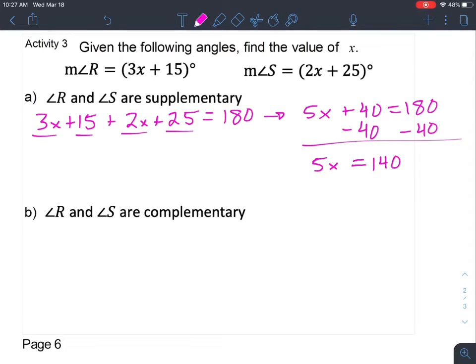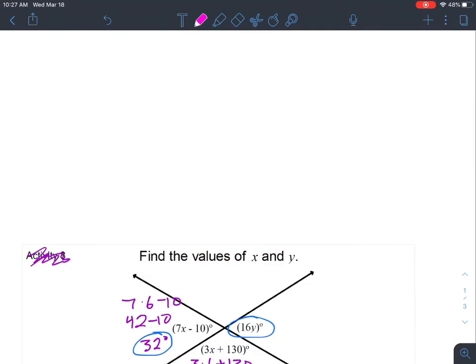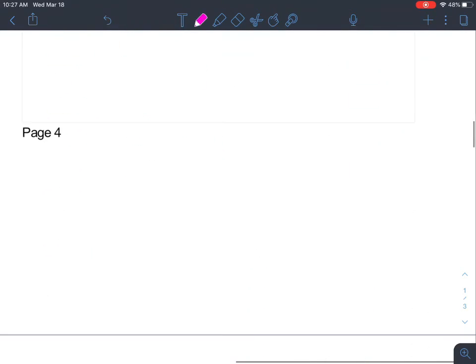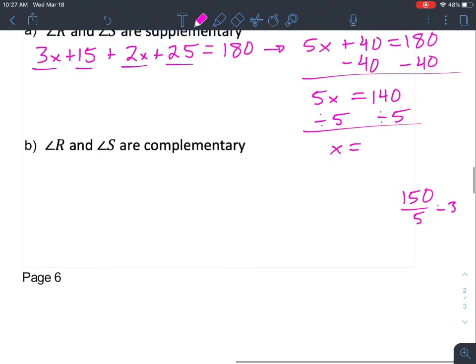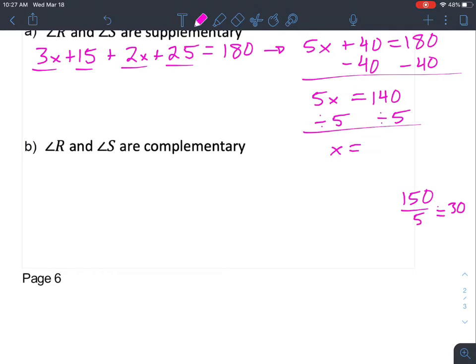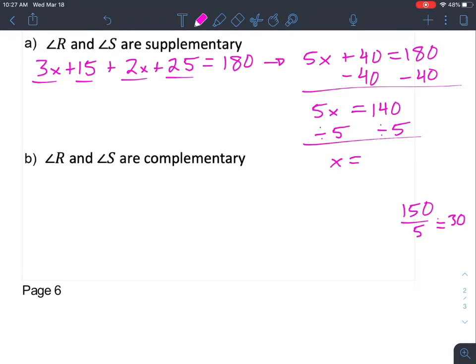So we're going to get then 5x equals 140, and then if we divide that by 5, let's see, 150 divided by 5 is going to be 30. Whoops, I'm sorry about that. That's going to be equal to 30. So 140 is 10 less than 150, which means that we have to take away 2 from 30. That ends up being 28.